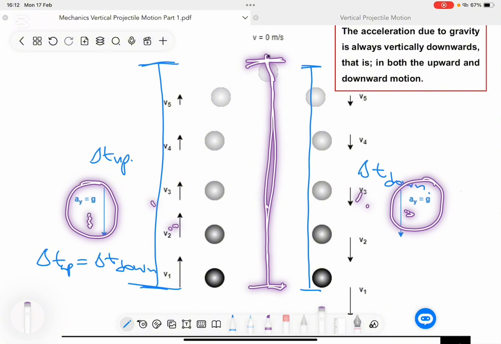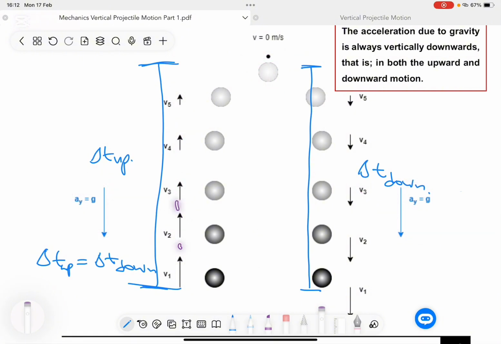Remember, acceleration is the rate at which velocity changes. So we're looking at the rate, the time that it takes for this velocity to change. You can see here that it will take the same time when it goes up and coming down to change its velocity.